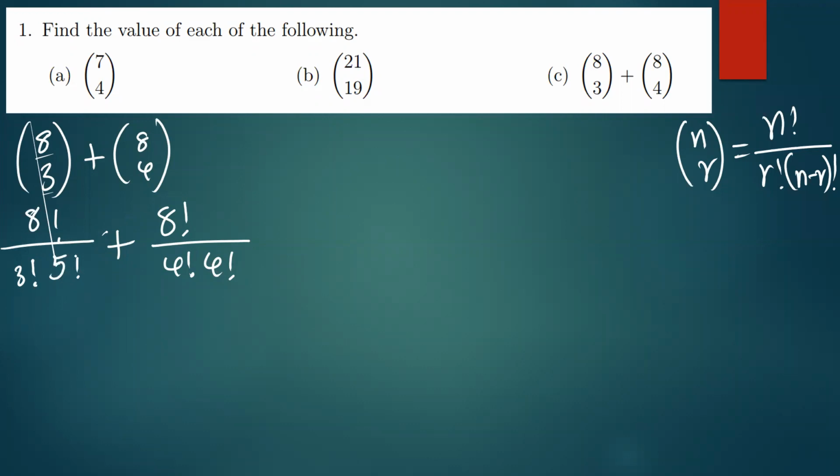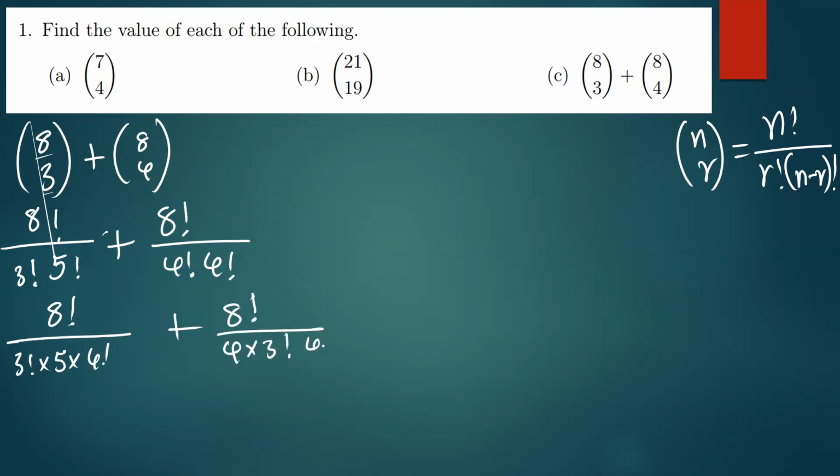So this 5 factorial can also be written as, so we have 8 factorial there, then 3 factorial. So 5 factorial can also be written as 5 times 4 factorial. Then here we have 8 factorial there. You can also write 4 factorial as 4 times 3 factorial. Then we also have 4 factorial there.